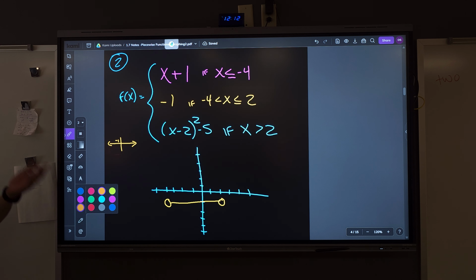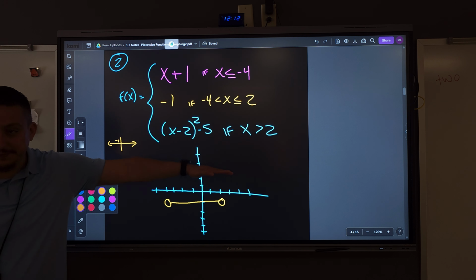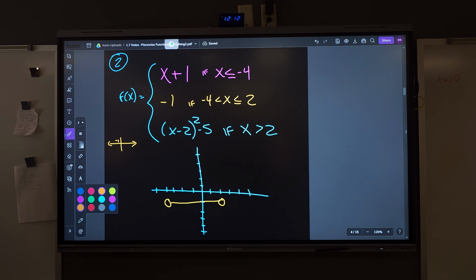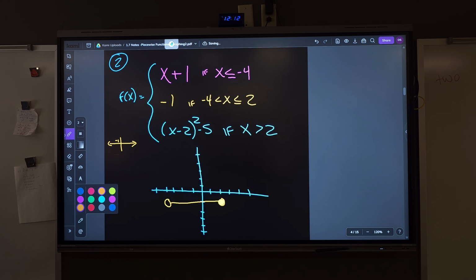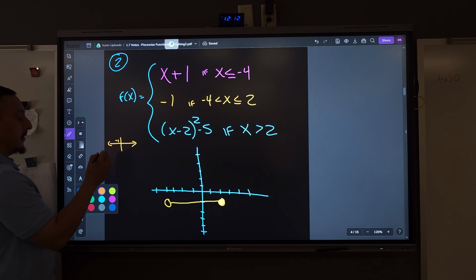If it had said y equals 3, it would be a line at 3. Now, which one of these should be closed, the 2 or the negative 4? The 2, because it has equal. Okay, so I closed that one. And I leave the negative 4 open because it doesn't have the equal at the bottom. Does that make sense? Anybody have a question? Anybody on the boat? Okay.